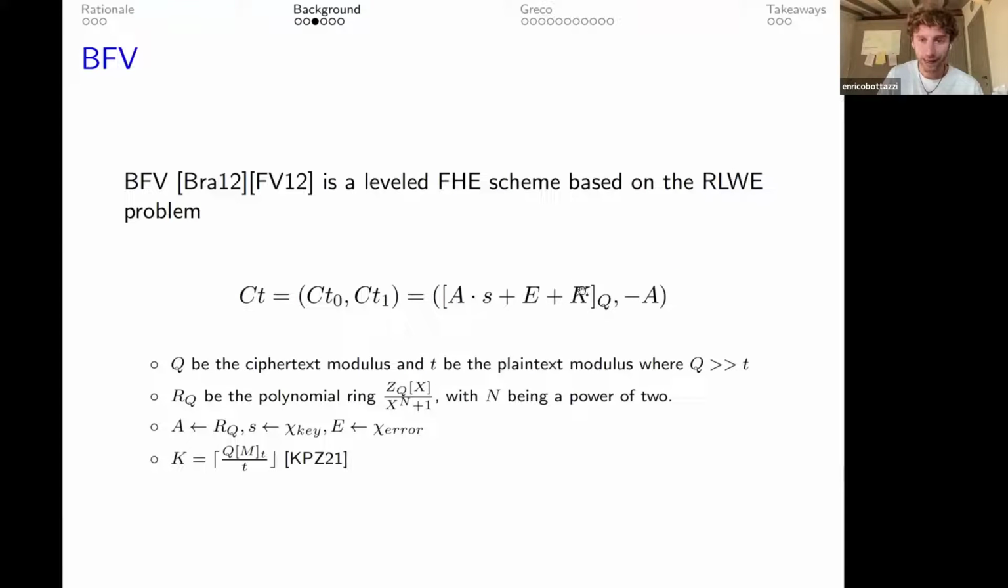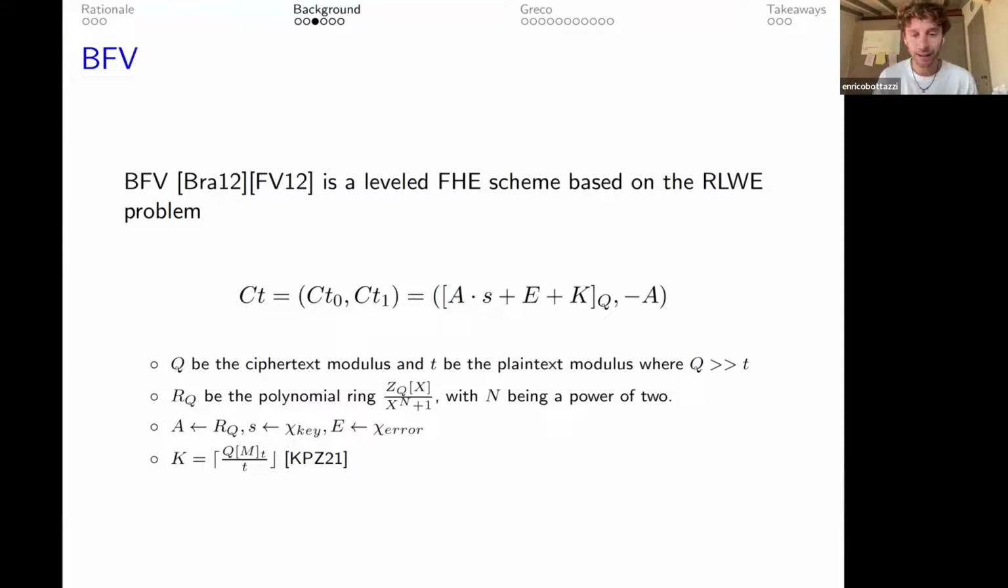And K is actually the most important thing, because when we do encryption, we have the secret key that we are using for encryption, but also there's a message that we want to encrypt. Let's say that rather than K, we have M, which is the message polynomial. If we were to simply add M, we would end up in a situation in which the message is somehow mixed with the error.